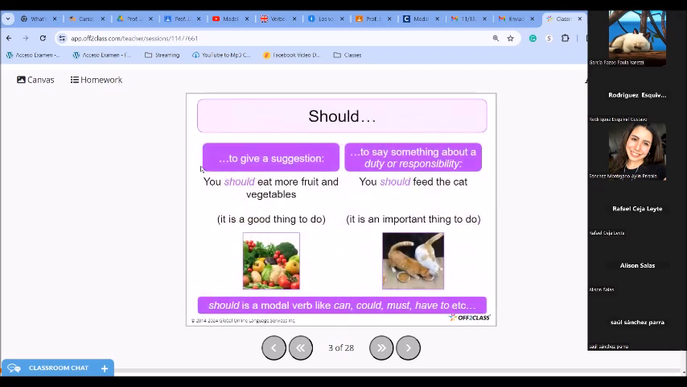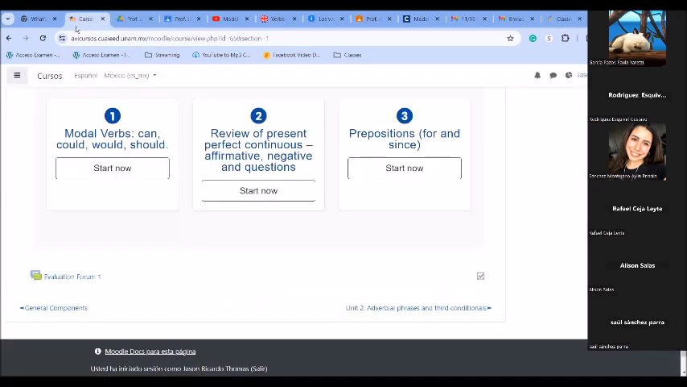All right. Well, when do we use should? Rafa, help us. Yes, to give a suggestion. To give a suggestion? To say something about a duty or responsibility. Okay, to give us a suggestion. You should eat more fruit and vegetables. It is a good thing to do. And to say something about a duty or responsibility. You should feed the cat. It is an important thing to do. Should is a modal verb like can, could, must, have to, etc. All right. So those are the modal verbs that we're tackling in this first unit.